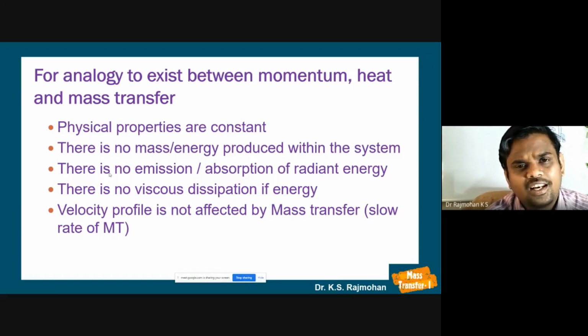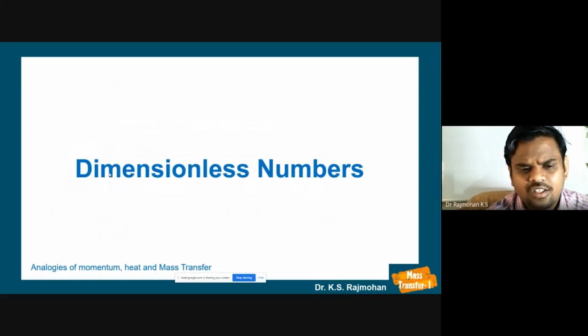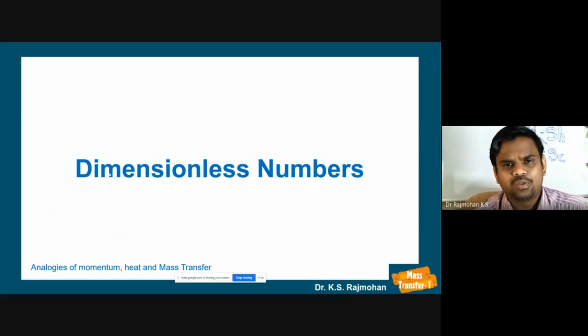So for the analogy to exist between them, we should have physical properties that don't change. That means they should remain constant, and there is no chemical reaction involved. That is, no mass or energy is produced within the system, and there is no radiant heat loss, and there is no viscous dissipation of energy, and the velocity profile is unaffected by the mass transfer taking place. Okay, to start with, we define several dimensionless numbers with respect to momentum transfer.